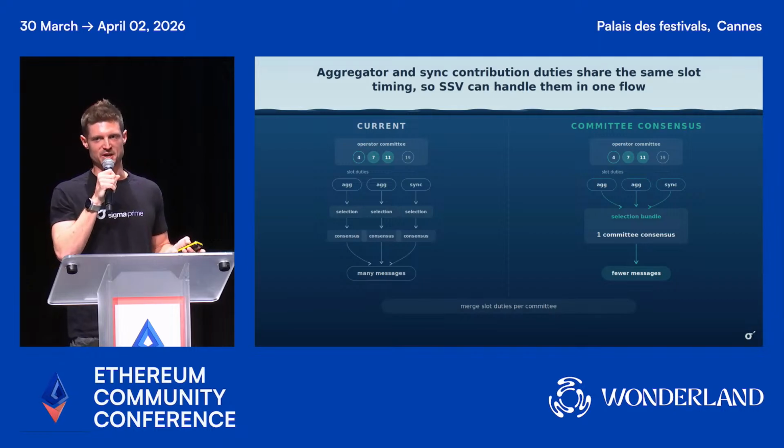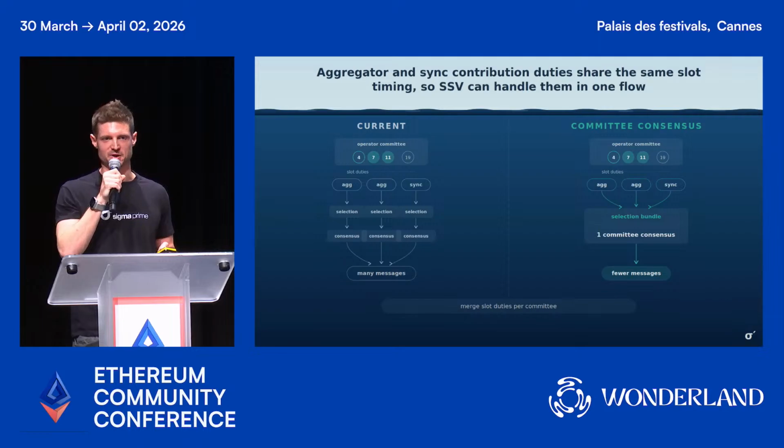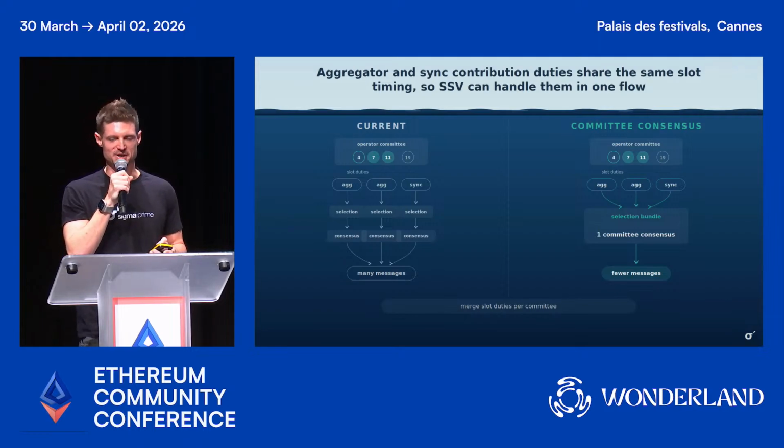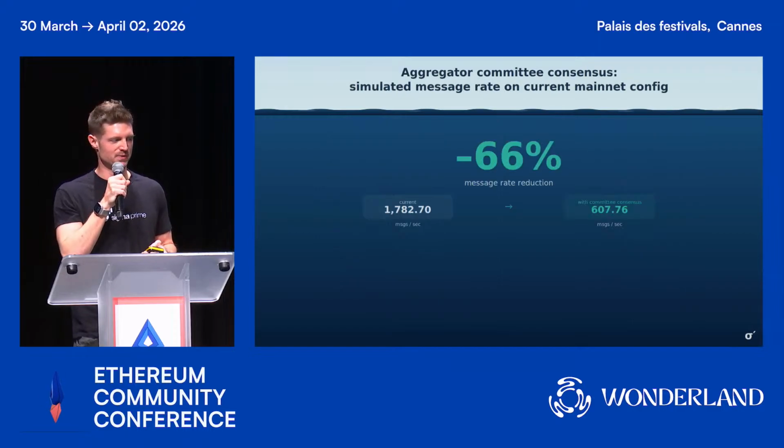And this SIP for aggregating the committee consensus actually packages all those aggregated attestations and sync contributions into a single package and passes that around the network. And then the same thing for partial signatures. It can just be one object that gets passed around as well. So we get a pretty significant decrease in network traffic.